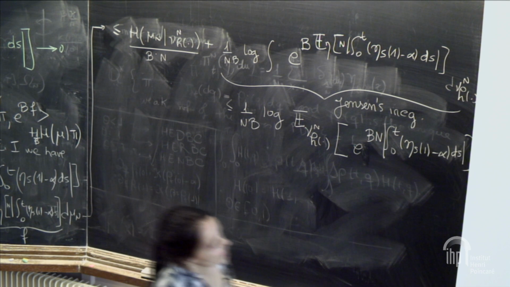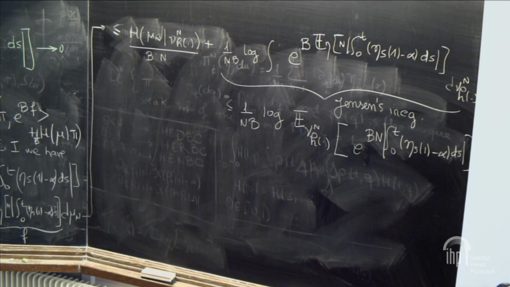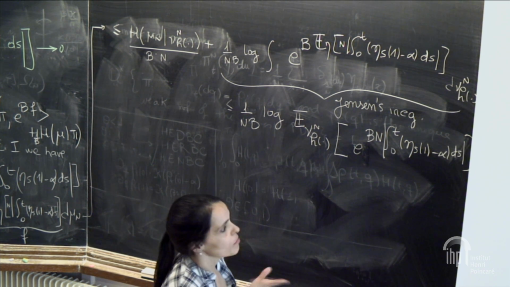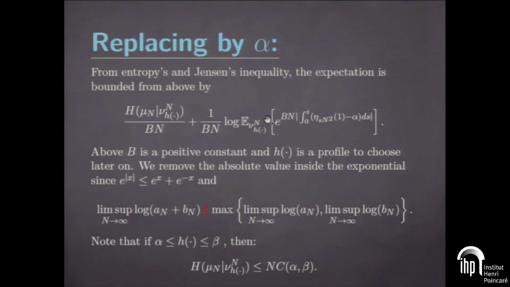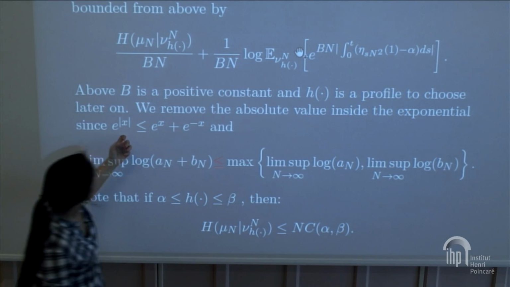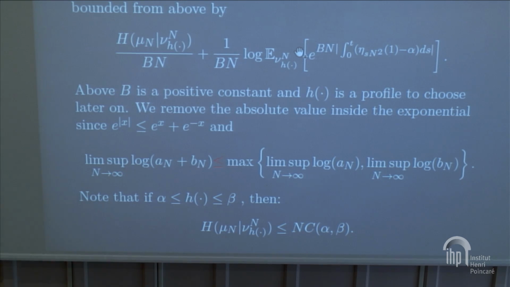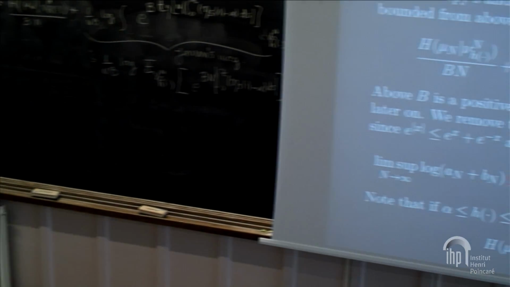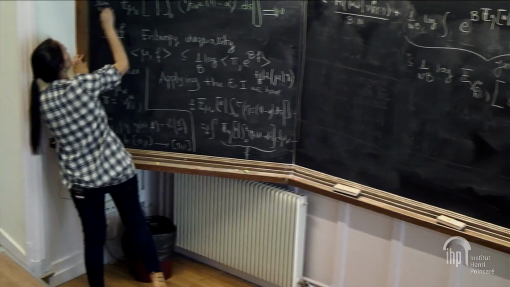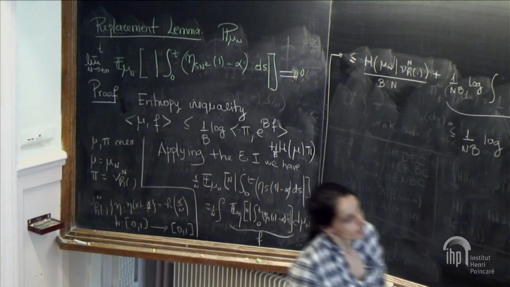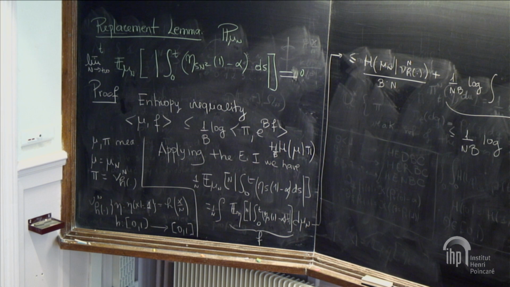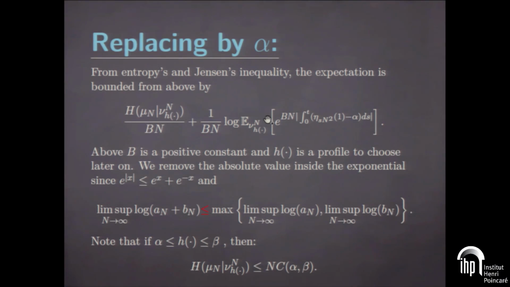So now I have this expression, 1 over n log, blah, blah, blah. And now B is a positive constant, H is a profile to choose later on. And then what I want to do is to remove this absolute value from the expectation, from this exponential, sorry. So I use the fact that this inequality is true, and that the lim sup of the log, in fact, I'm going to show that the lim sup goes to 0. So this, to be precise, is the result. The lim sup goes to 0. And then, first computation to do is to compute this entropy here.